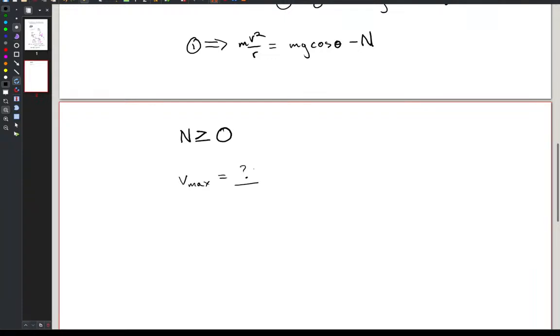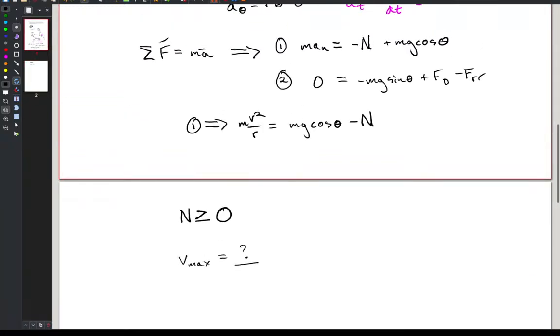So what is that, Vmax? What's our Vmax then? How do we get to that point? I'm sorry, can you explain how you got the first equation, mg cosine theta minus n? Can you explain how you get to that?